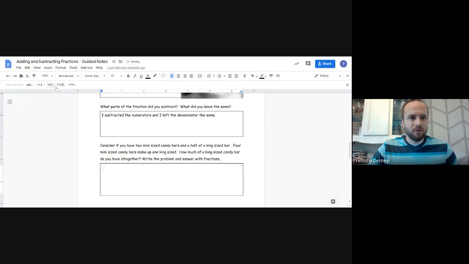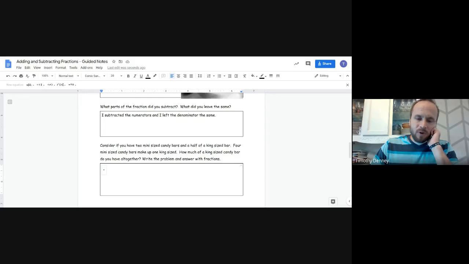So I'm actually going to start with the answer on this. I'm asking myself, how much of a king-size candy bar do I have? Okay, if a king-size candy bar is what I'm looking at here, what's the bottom number going to be?